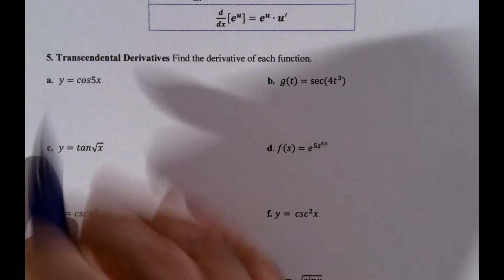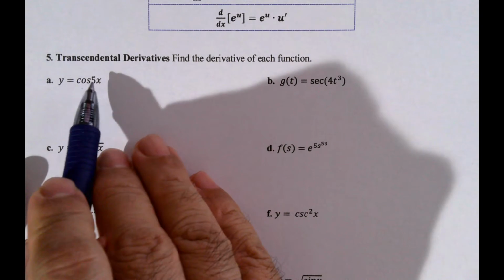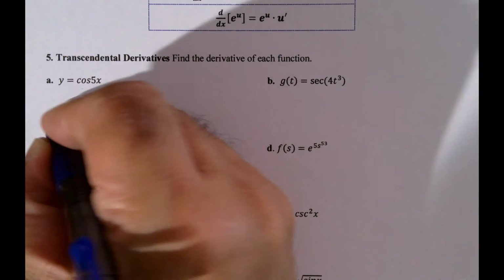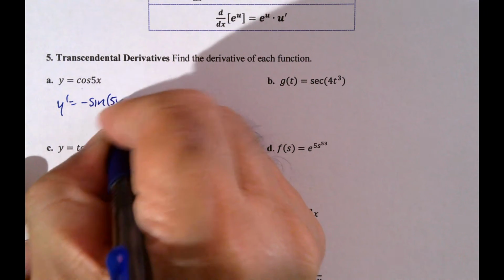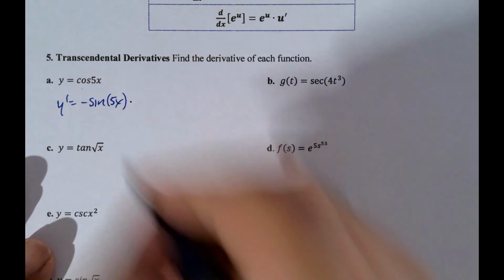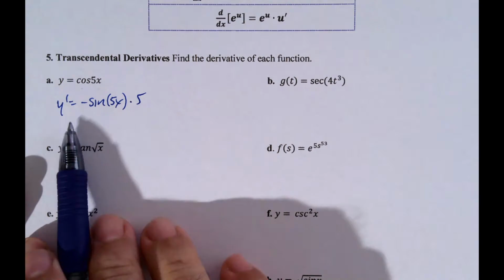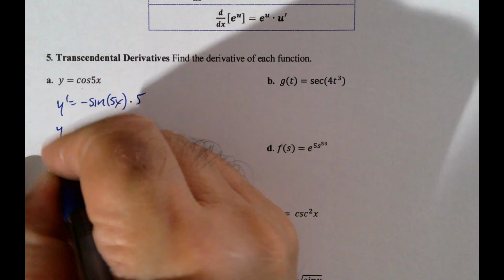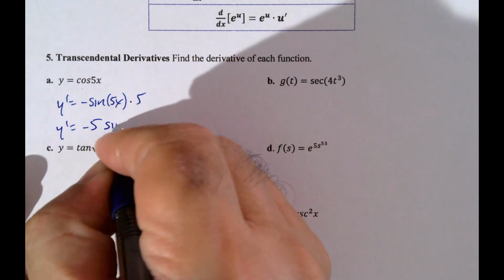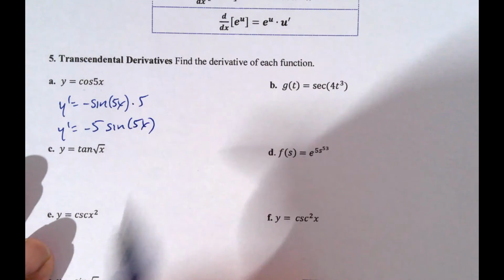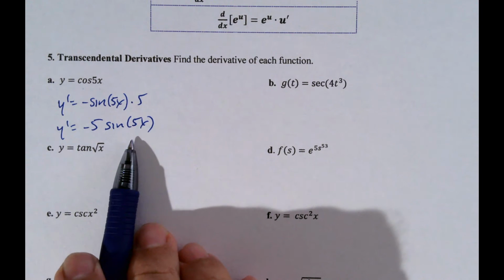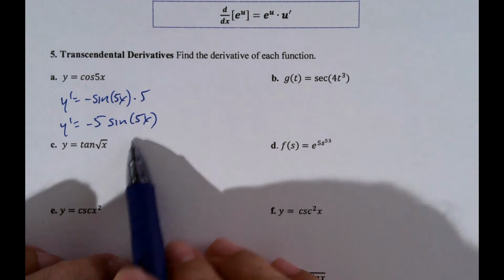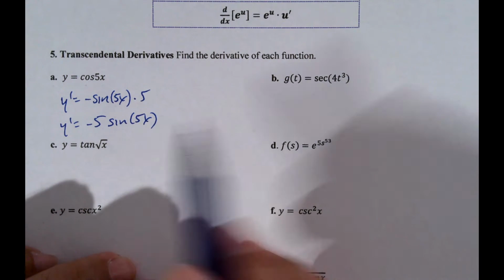Outside function is cosine, inside function is 5x. So when I take the derivative, cosine is negative sine, keep the inside times the derivative of the inside, which is 5. This is bad form, right? Don't write it like that. So it's negative 5 sine of 5x. You can rewrite this without the parentheses if you don't want to draw parentheses there, but I suggest that you do. It keeps people from getting confused about what's going on there if you write your parentheses.